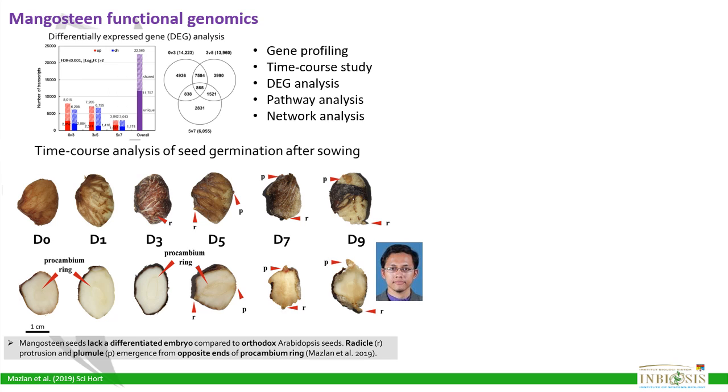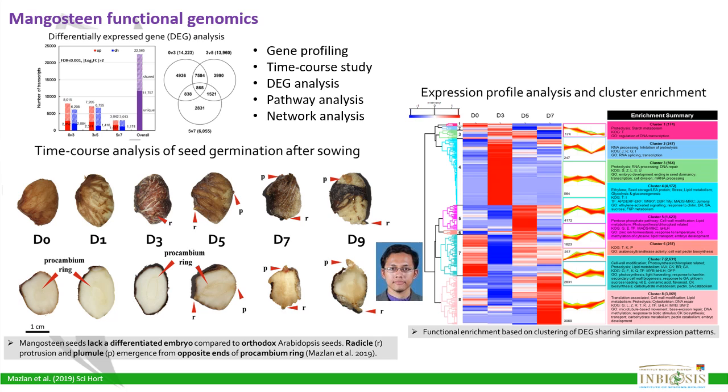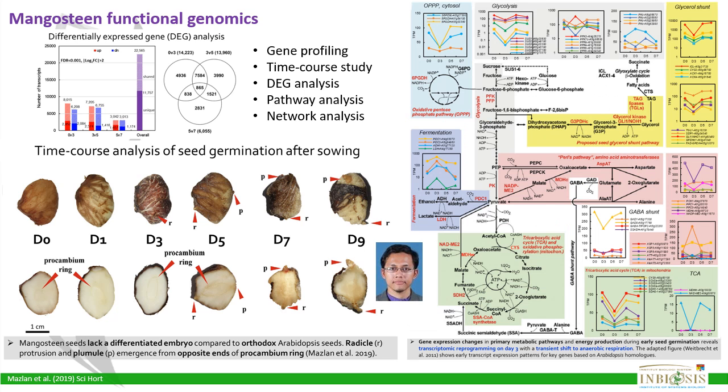So we performed time course analysis, identifying the DEGs between 0 and 3, 3 and 5, and 5 and 7 days to check what genes are differentially expressed. And we performed cluster analysis on this gene expression across these 4 time points. Mostly you can see that there are groups, the upregulated and downregulated, that are antagonistic. So one group is downregulated while the other group is upregulated and vice versa.